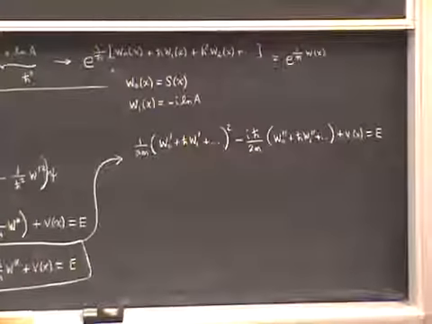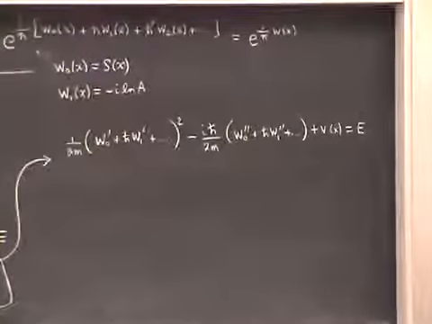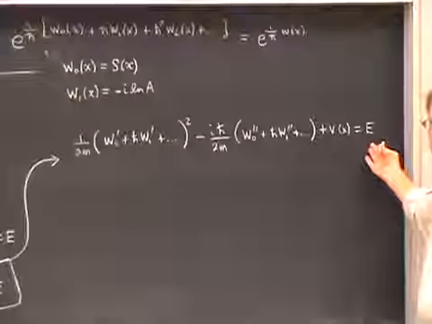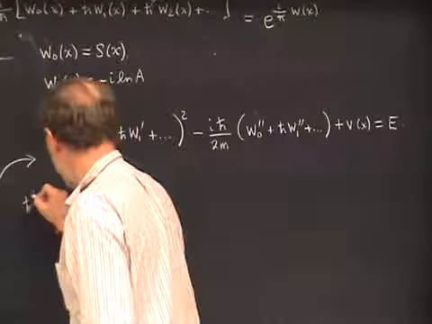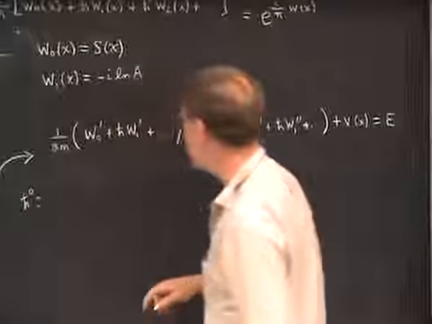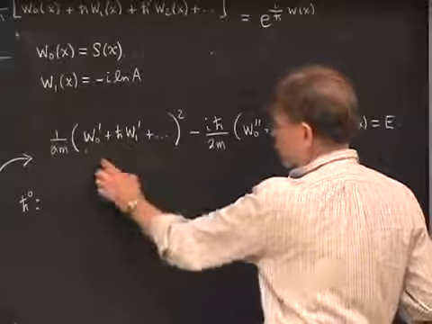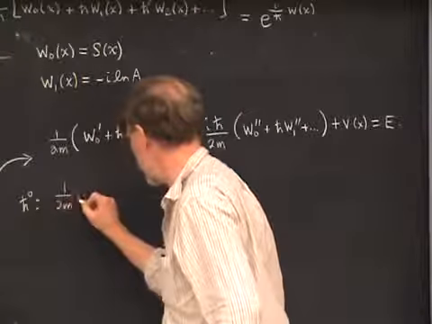Well, now what we want to do is to take this series and collect it order by order in powers of h bar. So h bar to the 0 power, which is the leading term, as you see, we just take the w0 prime here, which is squared. So the first term is 1 over 2m times w0 prime squared.